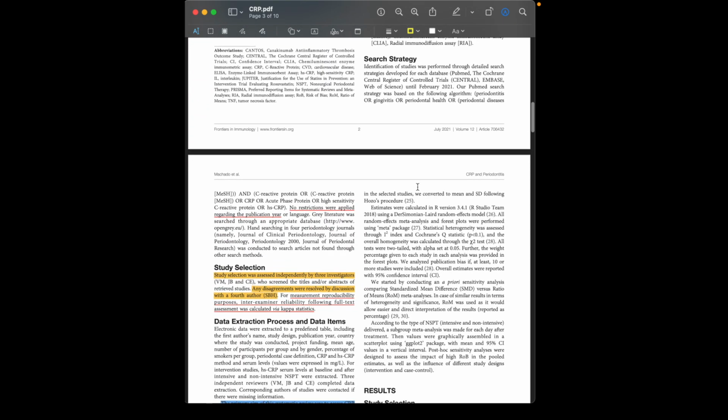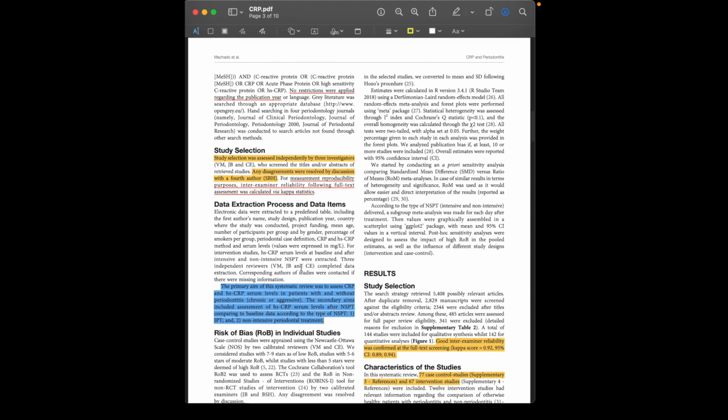Research strategy. Again, it's the guidelines they use, the statistical methods that they use, and they say that no restrictions were applied regarding the publication year, in terms of the sources that they used. So again, it goes back to, they didn't have any restrictions as to how far back they can go, but they were, however, restricted on how recent their data was. So February 2021.